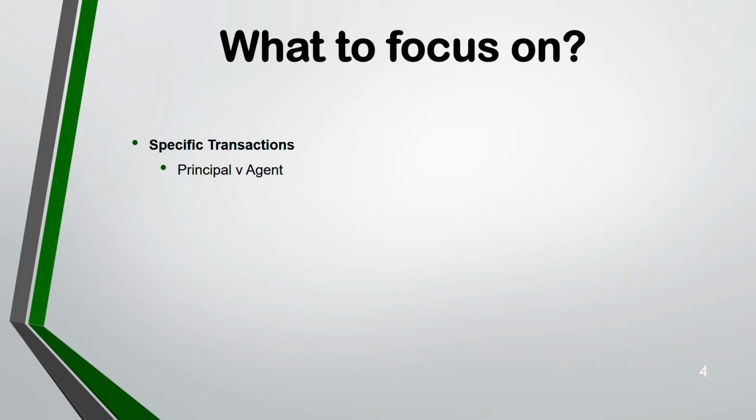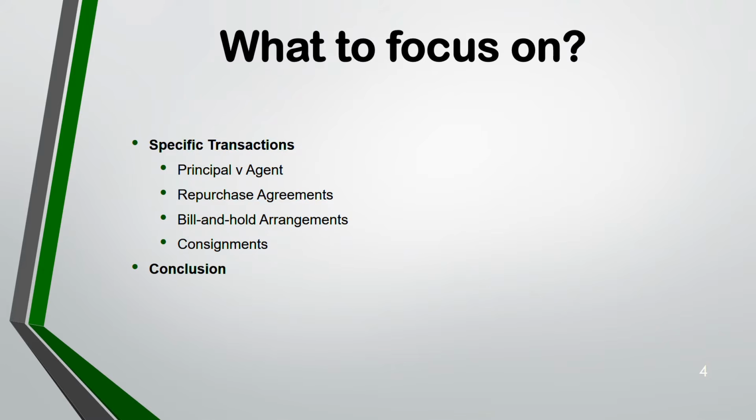Principal versus agent. If you are principal, how you will recognize revenue? If you are an agent who is selling on behalf of principal, how you will recognize revenue? Next, repurchase agreement. Under repurchase agreement, how you can recognize revenue? Then for bill and hold arrangements, how you will recognize revenue? And for consignment. And finally, we'll see which part of the syllabus we have covered from this lecture, summarize the entire lecture, and whether there are any technical articles you have to read for your revenue.